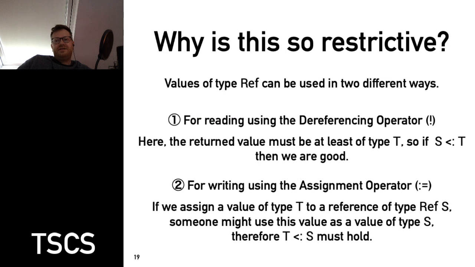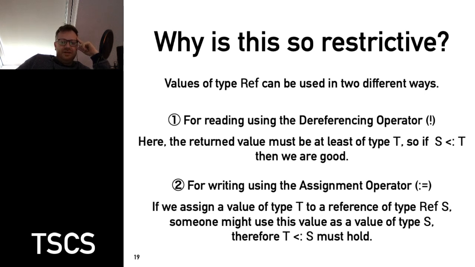And the thing is, why is this so restrictive for references? Because values of type reference can be used in two different ways, and this is dereferencing and assigning. For dereferencing, the returned value must be at least of type T. So if S is a subtype of T, then we are good. But for the assignment operator, if we assign a value of T to a reference of type ref S, then someone might use this value as a value of type S. Therefore, T must be a subtype of S must hold.